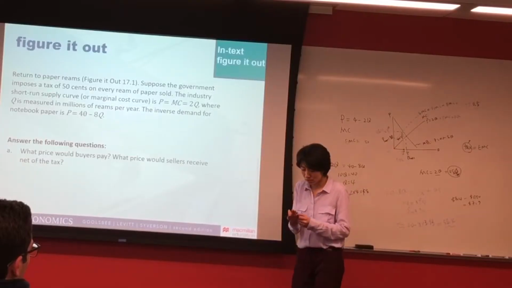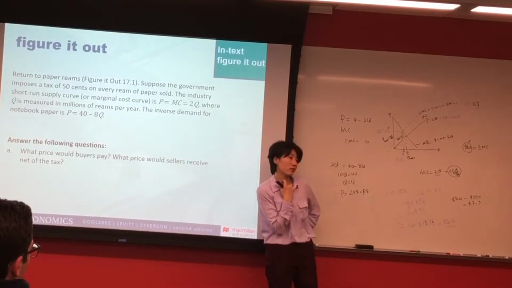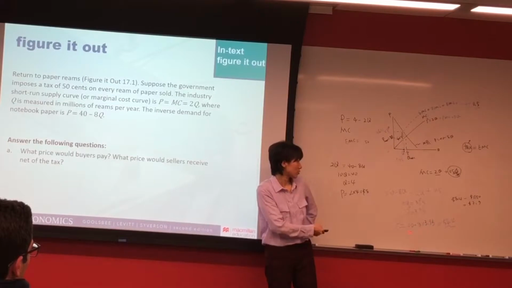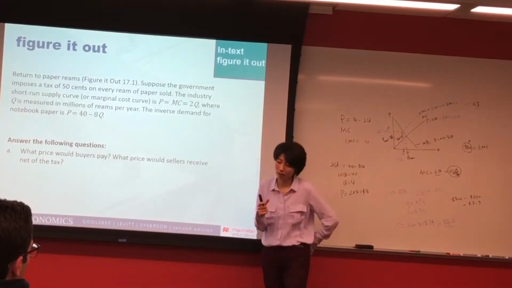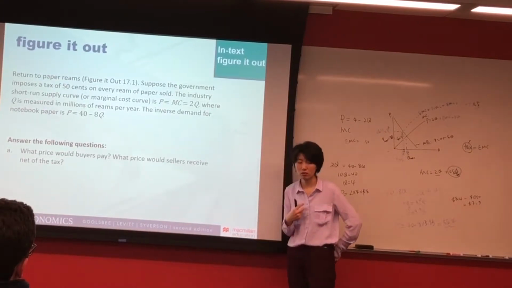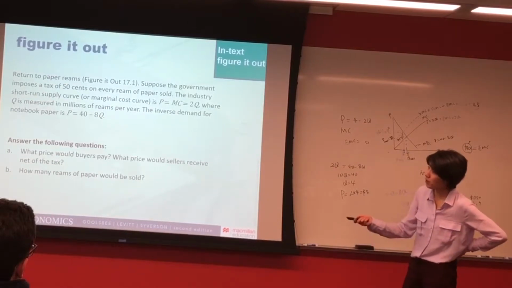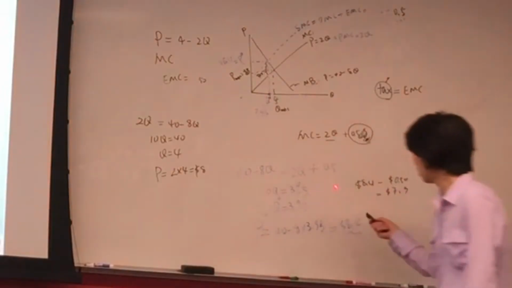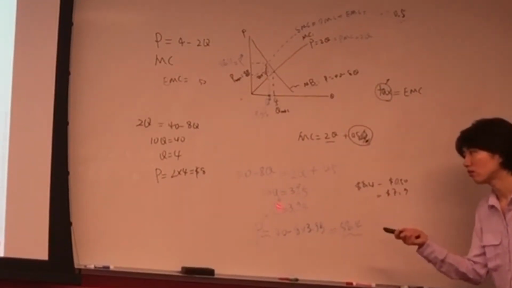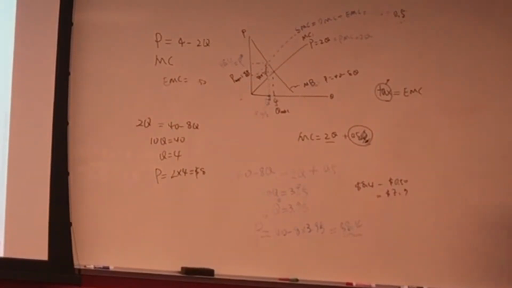Okay. Price is always the market price. The price determined by the market is always the price the buyer needs to pay to sellers. But sellers, after receiving this price, need to pay the 50 cents, right? 50 cents to the government, and then the seller will receive, net of the taxes, $7.90. Okay, how many reams of paper will be sold? 3.95. Okay, that's the socially optimal level of paper.